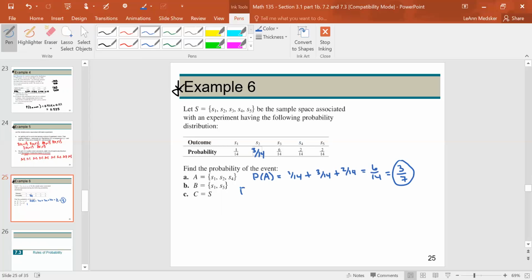For the next one, the probability of event B is S1, which is 1/14, and S5, which is 2/14. So that would be 3 out of 14, and that one does not reduce. The probability that you have an event, which is the entire sample space, means you add them all up, which means it's going to equal 1, since that is the entire distribution.